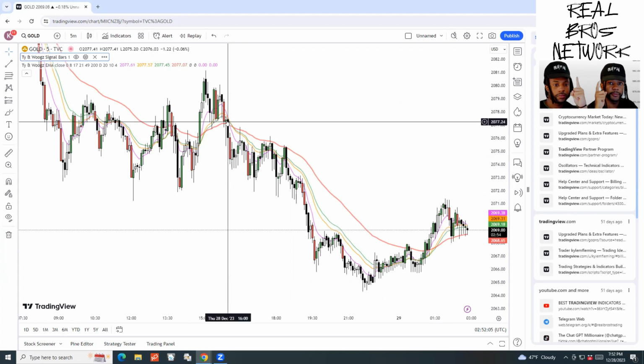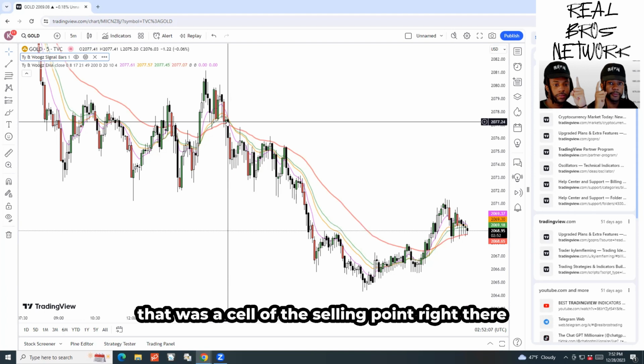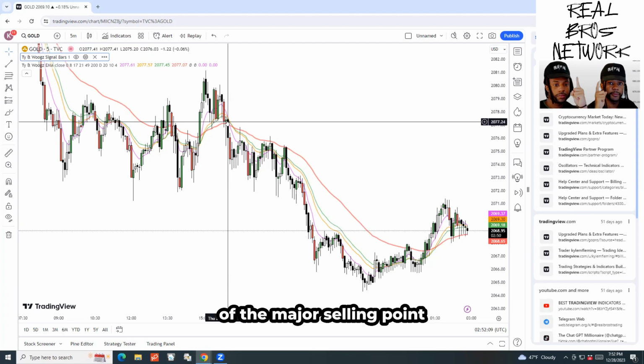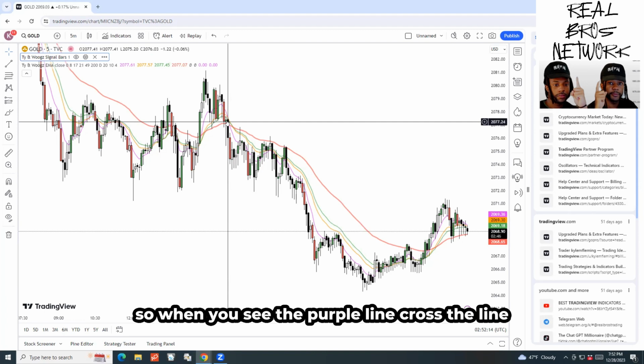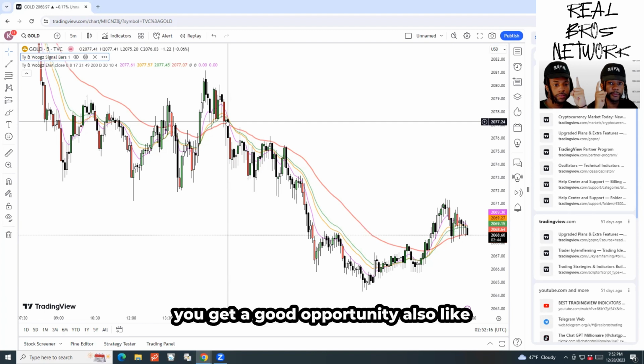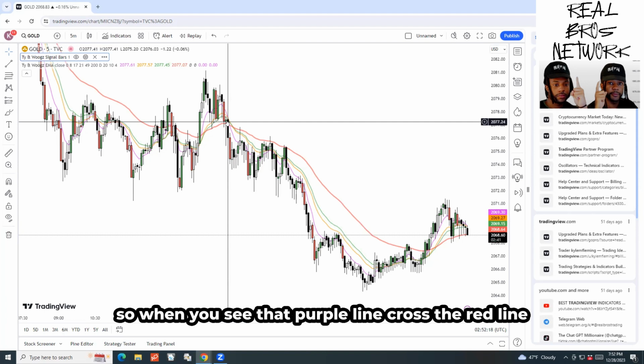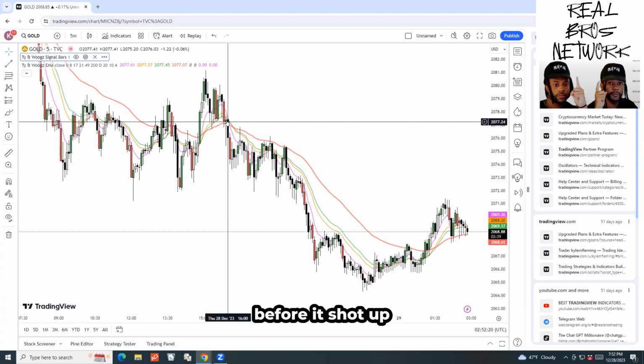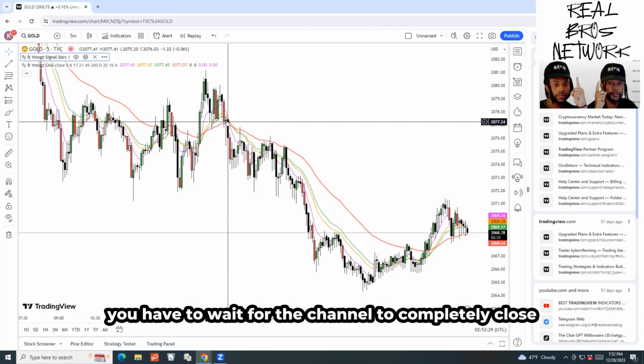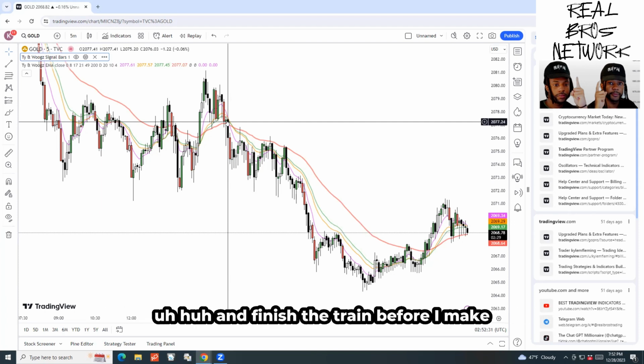And every time, that was a major selling point. So when you see the purple line cross the red line, you get a good opportunity also, like before it shot up. But like you said, you have to wait for the candle to completely close and finish the trend before you make a move.